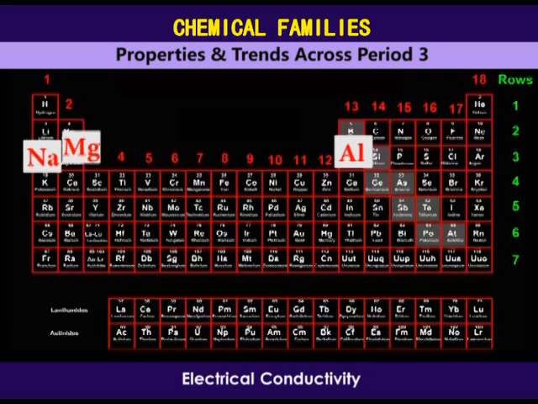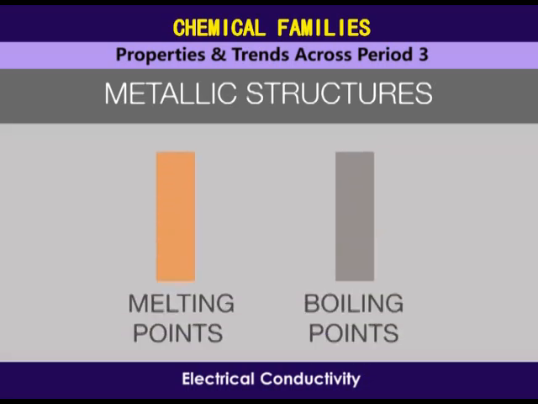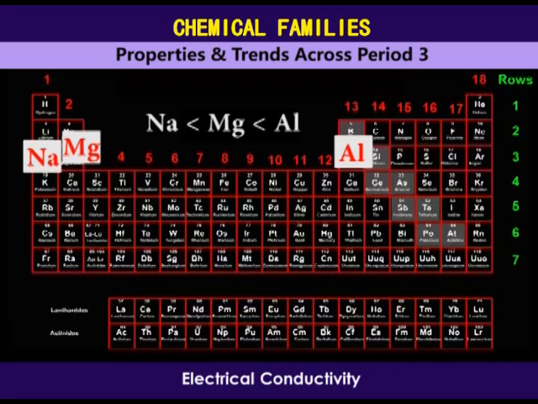Sodium, magnesium and aluminium have giant metallic structures. They have strong metallic bonds. These bonds require a lot of energy to break and hence the high melting and boiling points. Aluminium contributes 3 electrons to the metallic lattice, whereas sodium contributes only 1. Also, due to the small size of the aluminium atom, the packing of the atoms is closer, and therefore the metallic bonds in aluminium are stronger than in sodium and magnesium, and hence the higher melting and boiling points of aluminium.